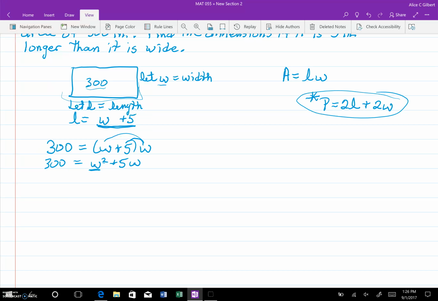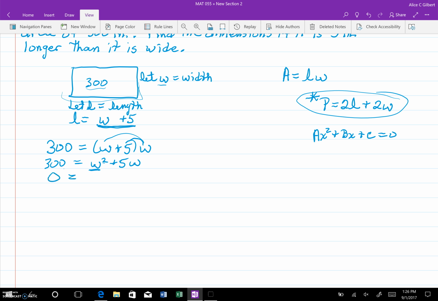This is my only squared term, is positive, so I want to leave him here. So I am going to subtract the 300 from both sides and put him on the other side. Because I'm solving a quadratic equation, I need it in standard form, which is ax squared plus bx plus c equals 0.